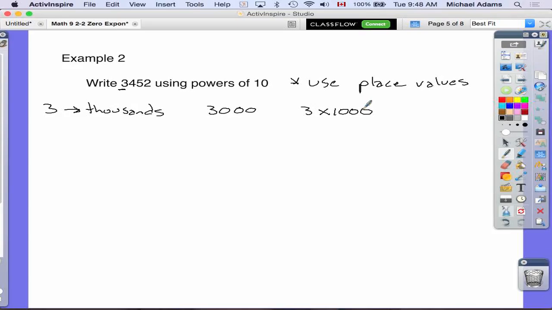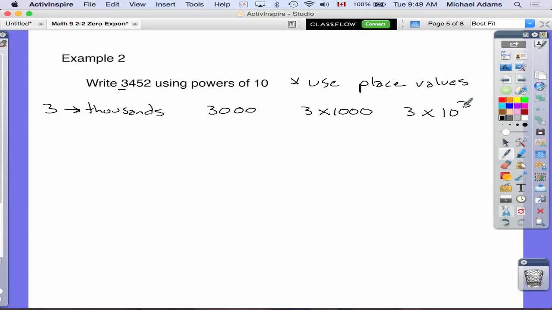Yeah, okay. So we can write this as 10 to the exponent 3, but what about this? This still has to be there. So could I also say 3 times 10 to the exponent 3? Alright? You guys with me so far? So we wrote 3,452. We're going to use our place values. So we took the 3. We said the 3's in the thousands place value. Well, this is what it would look like. Right? We're breaking it down.